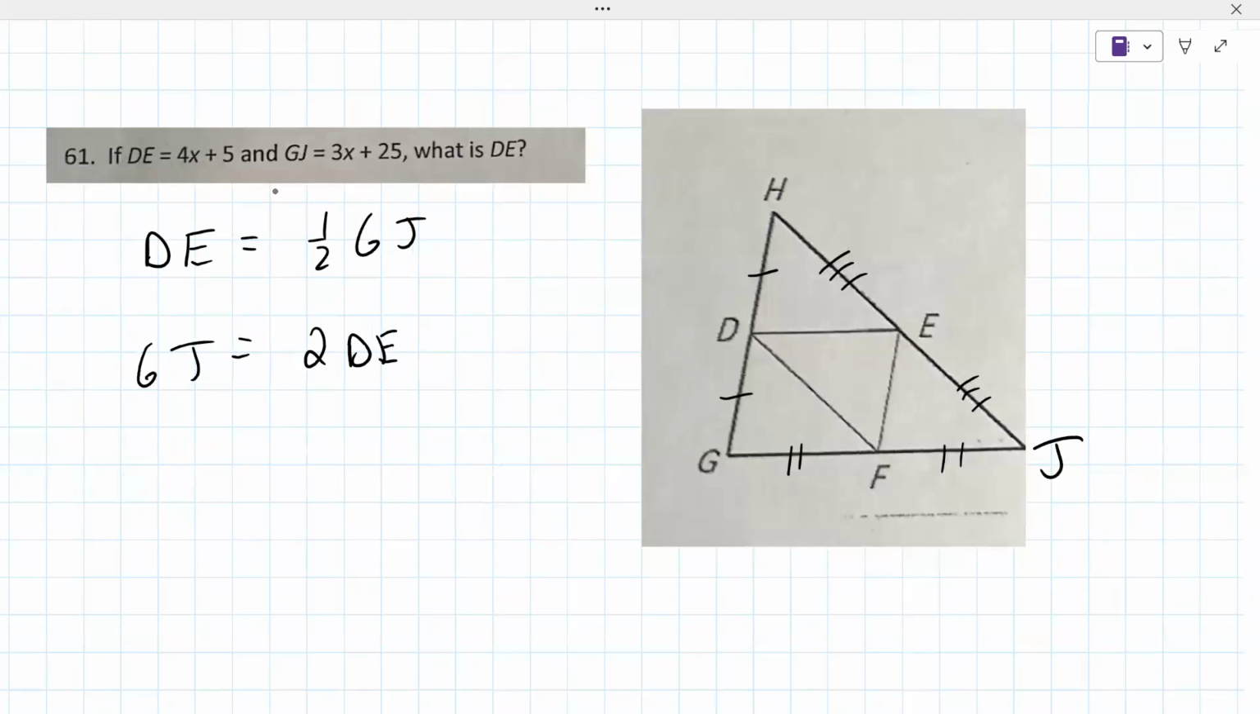So would I do like 3x plus 25 equals 2x plus 5 times 2? Oh yeah, 4x plus 5 times 2. Yeah, that'll work. Go ahead and solve that for X.